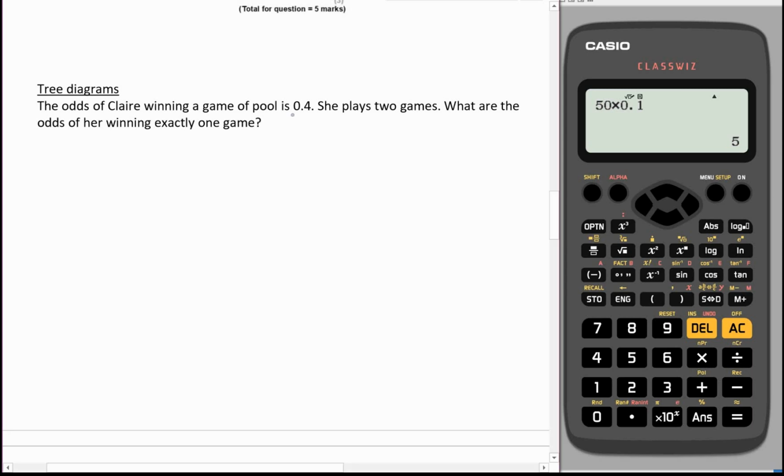First one, the odds of Claire winning the game with Paul is 0.4, and that's fixed. That's not going to change throughout the question, and we'll see in a bit that that's not always true. Then she plays 2 games. I'm going to work out the odds of her winning exactly 1 game.